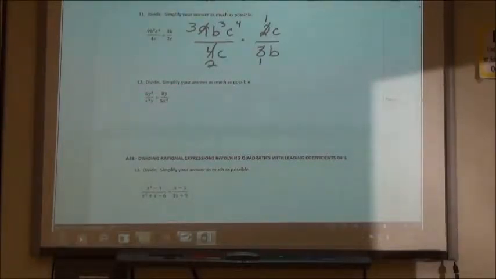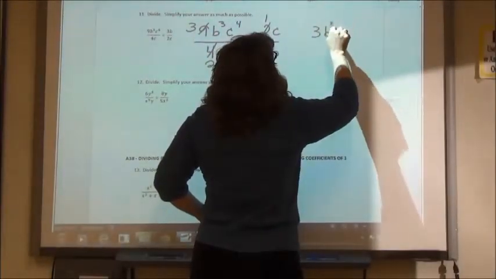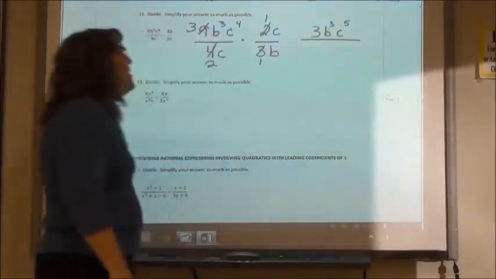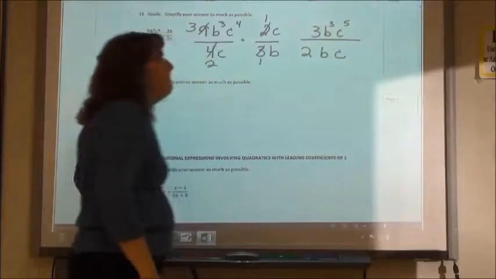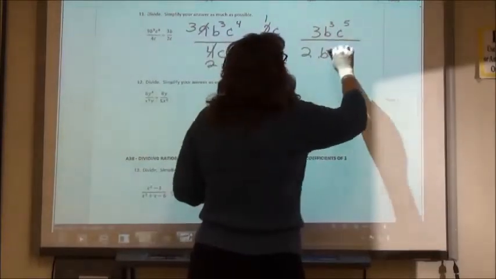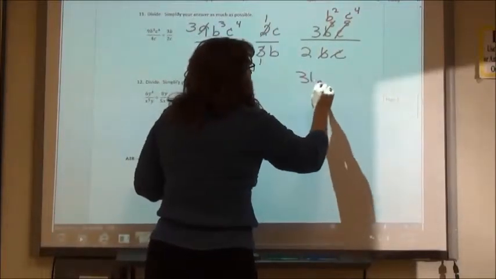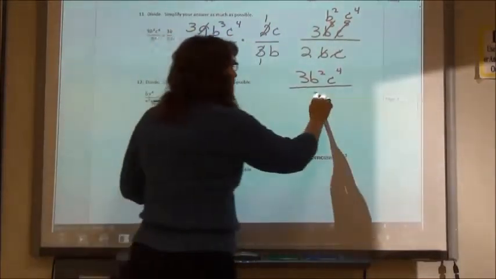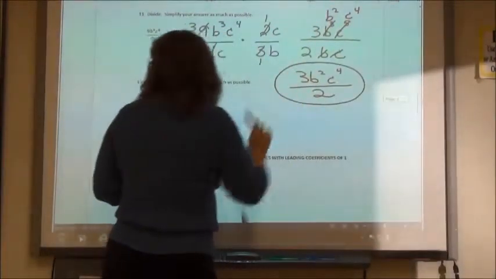So if I multiply across the top, I'm going to get what? 3b, 3c, 5? Exactly. 4 plus 1 more is 5. On the bottom, 2bc. 2bc. And then I'm going to do some canceling with my variables. I can take out 1b and 1c. And so my answer is going to be 3b squared c to the fourth over 2. Just a plain old 2, exactly. All right, go ahead and try number 12.